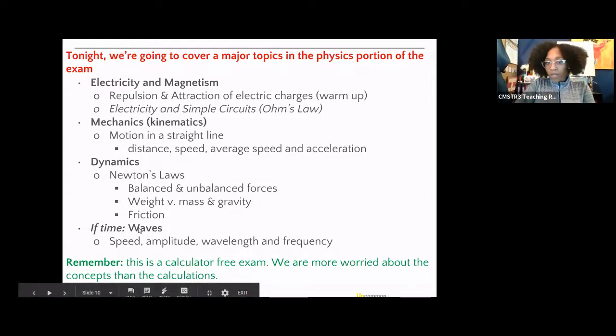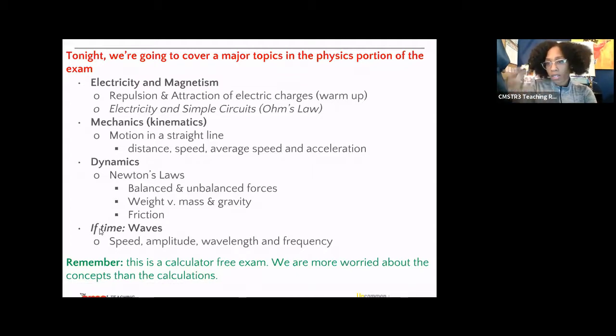One last time, if we don't have time to get to waves or if the time is coming too short, I don't want to just squeeze it in there. So I'll just record it on Screencast and send it out probably tomorrow if we don't have time to get there.